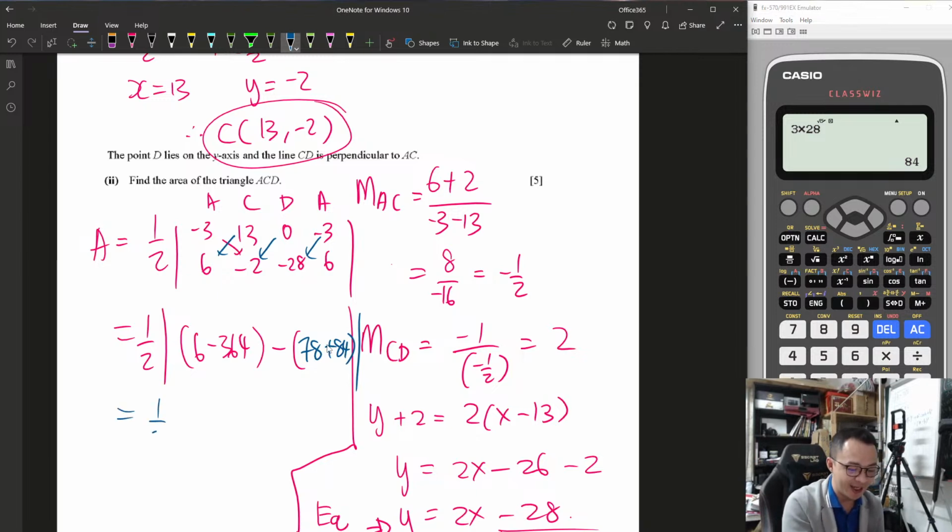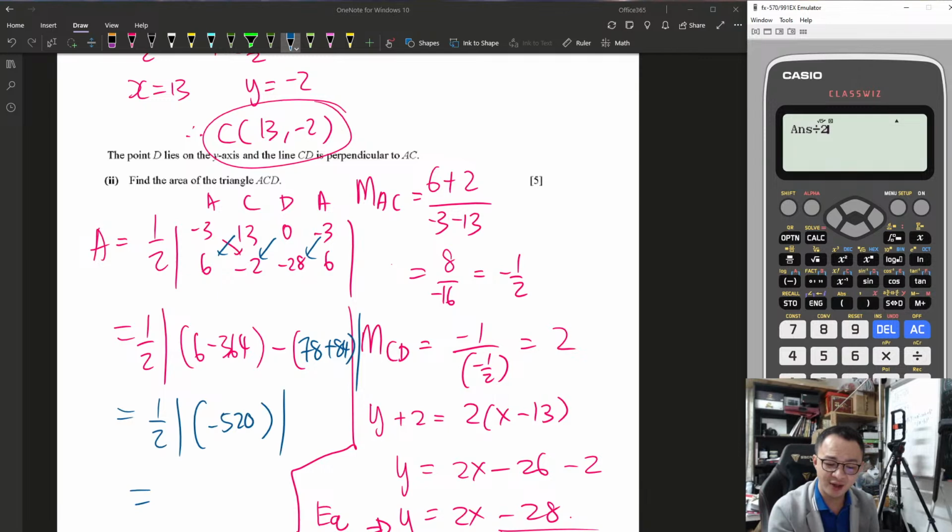Okay, so then we can easily do this one: 6 minus 364 minus 78 plus 84. So yep, negative 520. So take the modulus, ignore the negative: 260 unit square. So it should be the final answer. So Jeremy is correct.